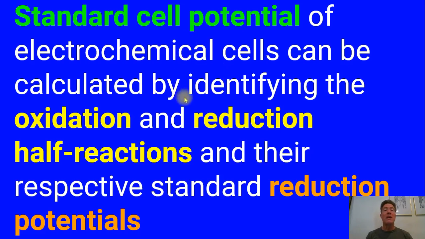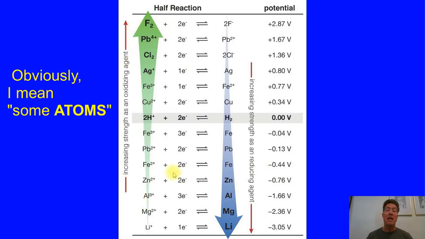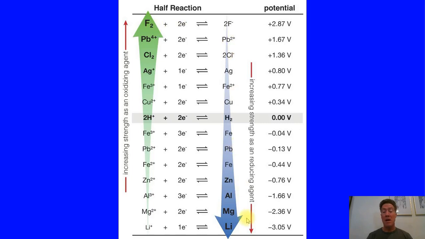We calculate standard cell potential by identifying the oxidation half reaction and the reduction half reaction and their respective standard reduction potentials. We do this with a table of reduction potentials. As we're going to see, based on electronegativity and the activity series that we've seen before, some atoms really, really want electrons. They really want to grab electrons and be reduced. And some atoms are happy to give up their electrons. They want to be oxidized.